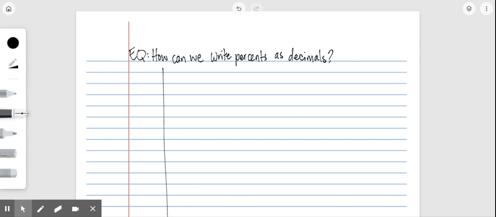All right, beautiful people. This week we're talking about percents and decimals. Last week we talked about percents and fractions. So let's do some reiterating on decimals and place values.